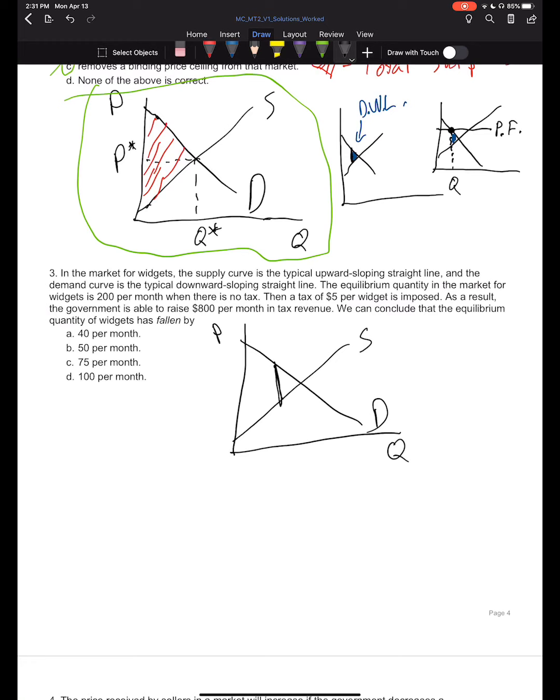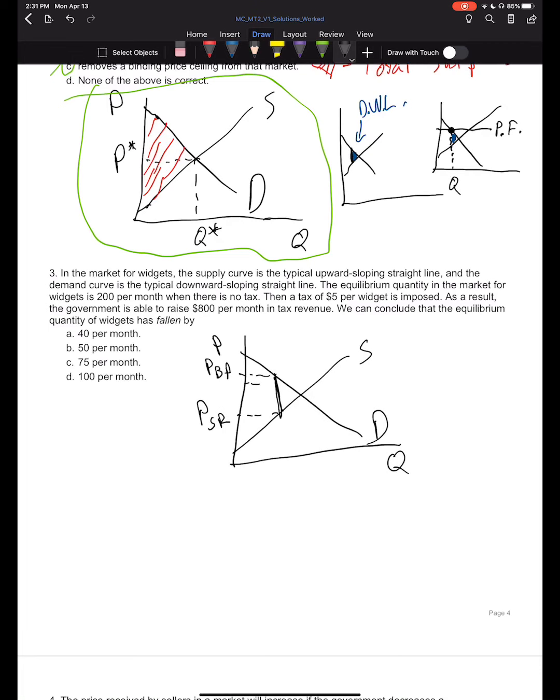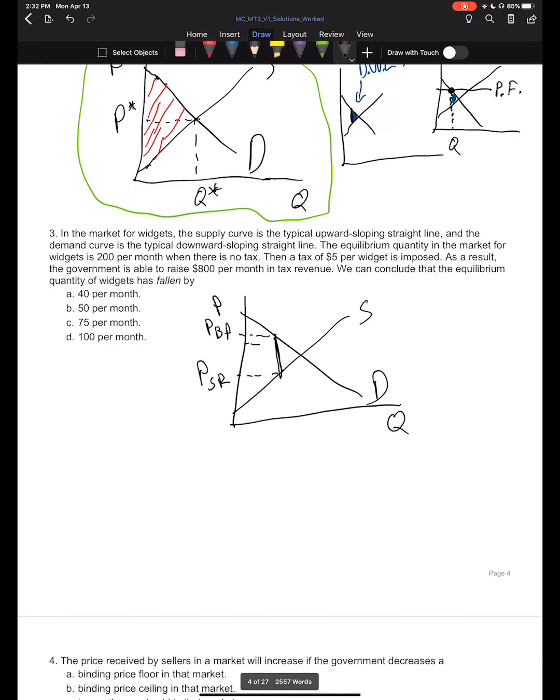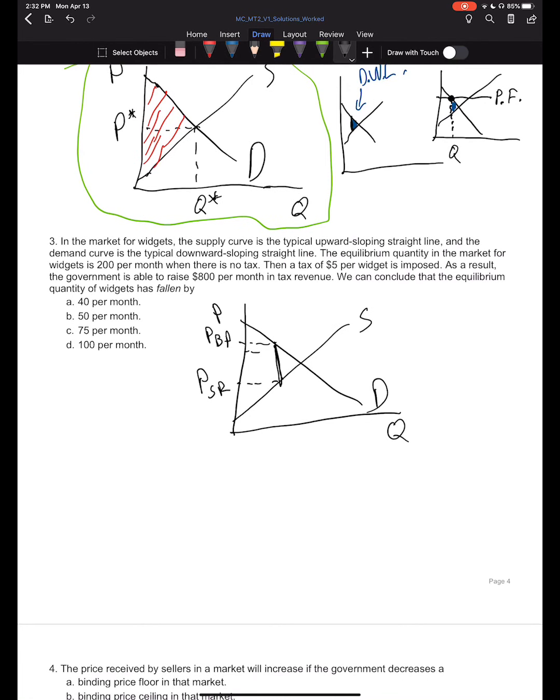Put a tax in there. This one is the price sellers receive. This is the price buyers pay. This was the initial equilibrium price, P star. Our initial equilibrium quantity was Q star, and our new quantity after the tax is right here, quantity after tax.